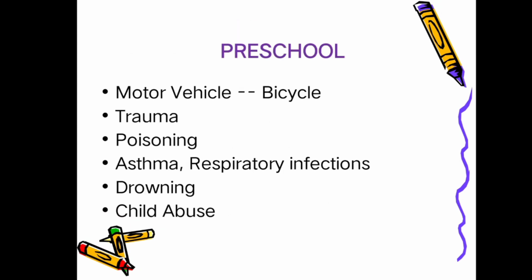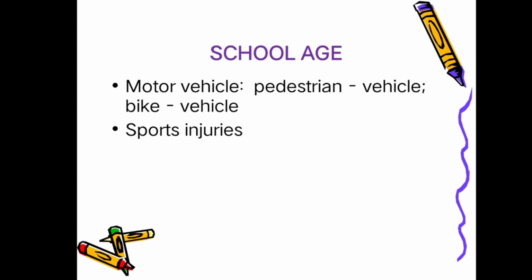Next is the preschooler, again motor vehicle accidents. When they are riding bicycles, it may end up in motor vehicle accidents. Trauma, again poisoning, asthma, respiratory infections, drowning and child abuse. Drowning means if the babies go into the restrooms and there is water filled in the buckets, they may end up drowning. Due to their small size, they go for drowning.